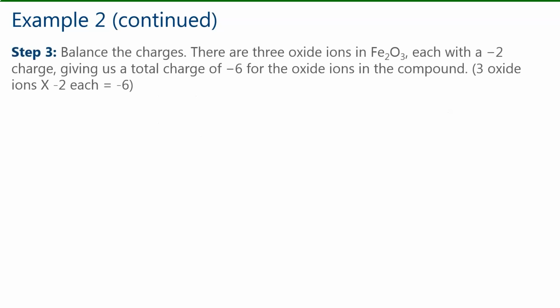Now we need to balance out the charges. There are 3 oxide ions in Fe2O3, each with a -2 charge, giving us a total charge of -6 for the oxide ions in the compound. 3 oxide ions times a charge of -2 each gives us -6 total.